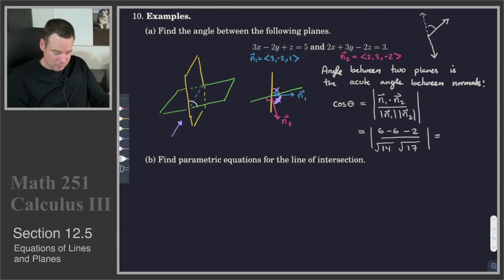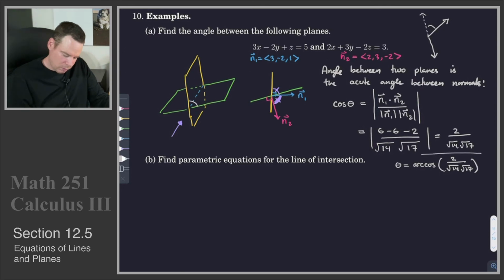All that means is that these two vectors have an obtuse angle between them. So it's a good thing I slapped an absolute value sign on them, because I'd really want to negate one of them. And so with the absolute value, the top is just 2, and the bottom is root 14 and root 17. So in other words, theta is equal to arc cosine of 2 over root 14 times root 17. And so there is the angle between those two planes.